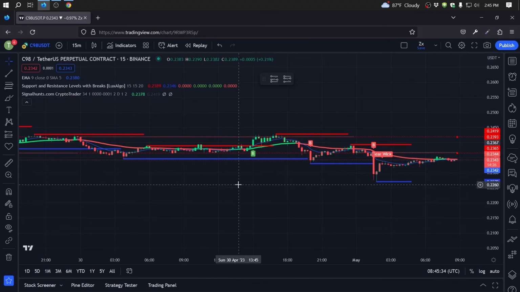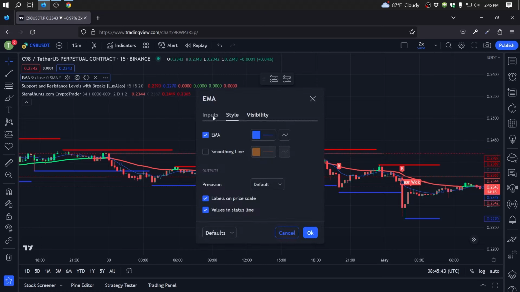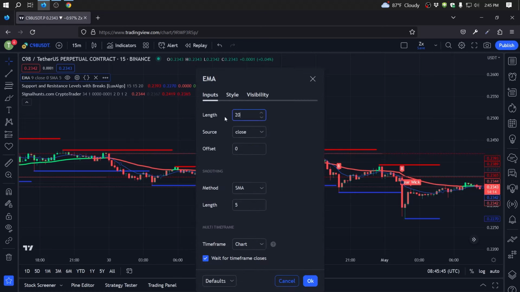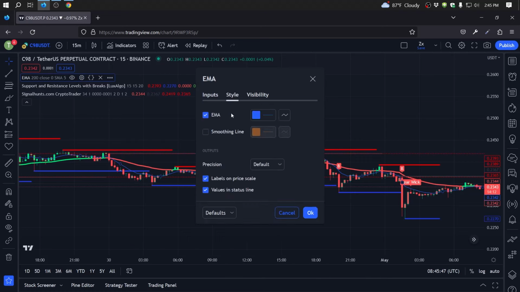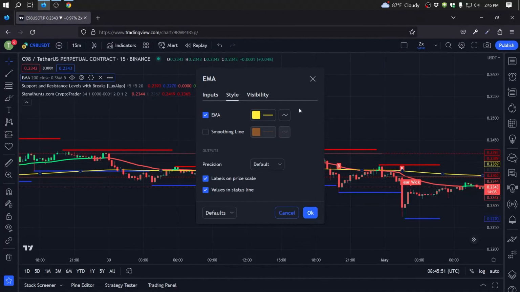So now I have to set up the 3 indicators to catch accurate signals. First go with EMA. We need a 200 period EMA. So I simply go to input and from here change the length to 200, change the color to yellow, and change the thickness as well.